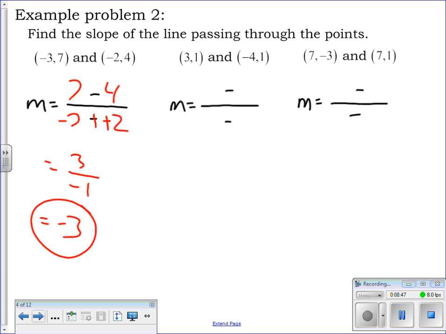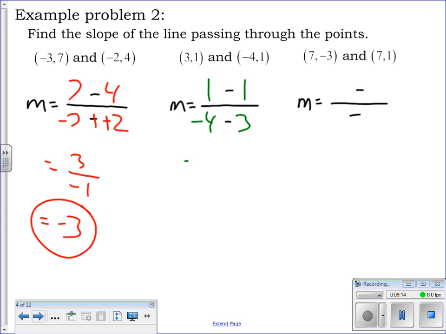Same thing, I can put either one of my y-coordinates first. They both just happen to be the same thing. 1 minus 1. And then, negative 4 over 3. I'll use the second y-coordinate. I'll put the second y-coordinate first. So I put the second x-coordinate first. You can tell that I used the second y-coordinate, right? As opposed to using the first y-coordinate. Doesn't really matter, because they're the same.